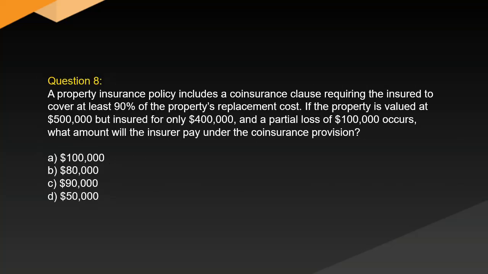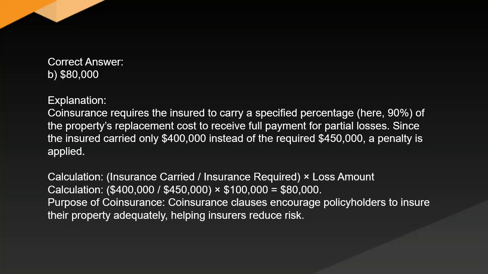Question 8. A property insurance policy includes a coinsurance clause requiring the insured to cover at least 90% of the property's replacement cost. If the property is valued at $500,000 but insured for only $400,000 and a partial loss of $100,000 occurs, what amount will the insurer pay under the coinsurance provision? A. $100,000. B. $80,000. C. $90,000. D. $50,000.